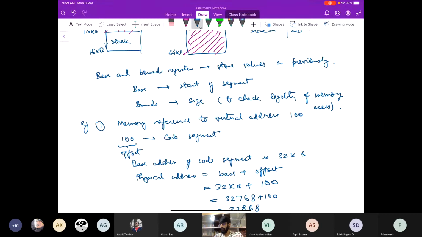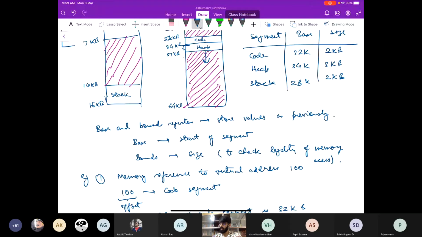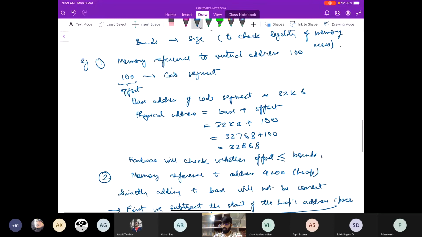Okay, so these were two basic examples, but now there is a big question. I said that for code, it just adds the offset to the base of the segment. For the heap, it first subtracts the start of the heap's address space from whatever virtual address has been generated, finds the offset by doing that, and then adds the offset to the base. So the question is, how does the hardware know which segment is being referred to?